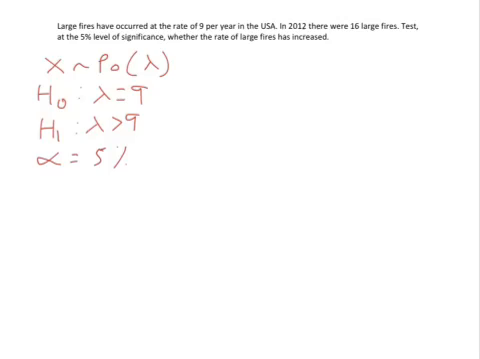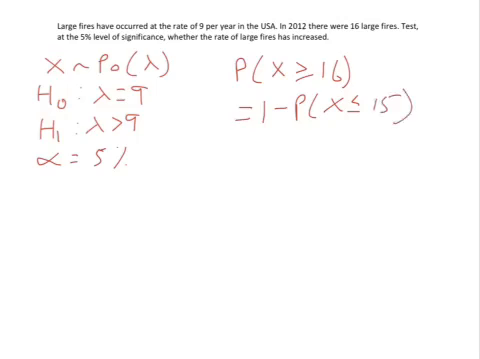We're not told anything else. So we need to find the probability of getting 16 or more. And that is obviously 1 minus the probability that it's less than or equal to 15. We can look that up in tables. So it's 1 minus 0.9780, which is 0.0220. Now that's less than 5%, so the probability of this happening is so small that we can't really believe that the rate is still 9.